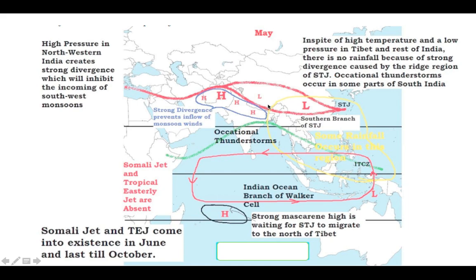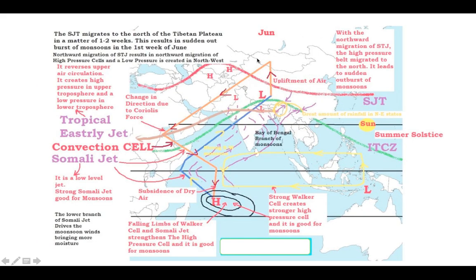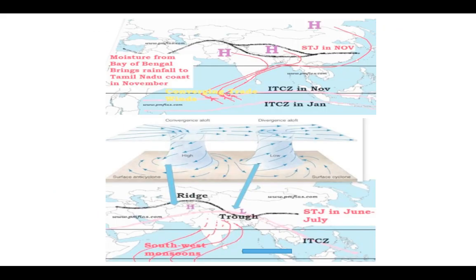Is this clear? Now, in the month of June, you can see that this STJ has shifted away from the Himalayas towards the north of the Himalayas. Once it is in the north of the Himalayas, we have intense low pressure and convergence over the Tibetan region. This converged air starts moving up, and in the upper atmosphere it gets diverged, but the divergence is in a single direction.